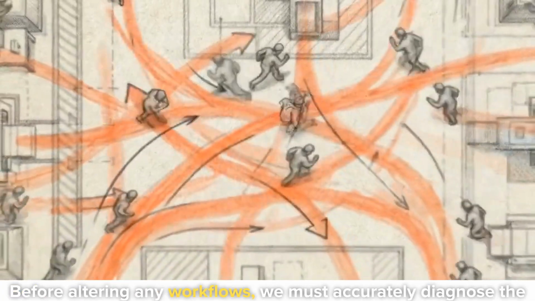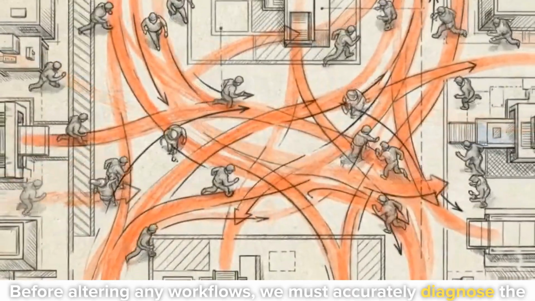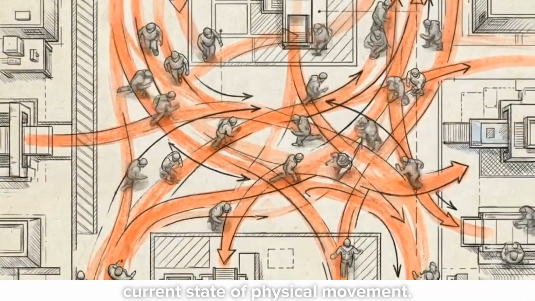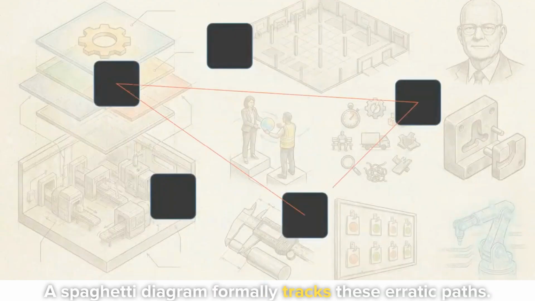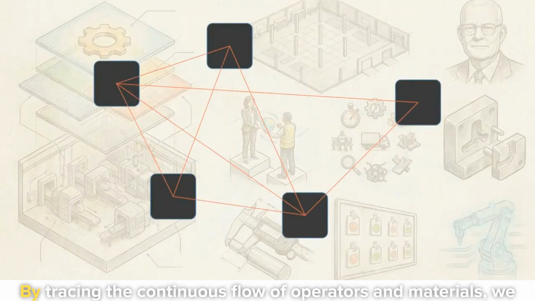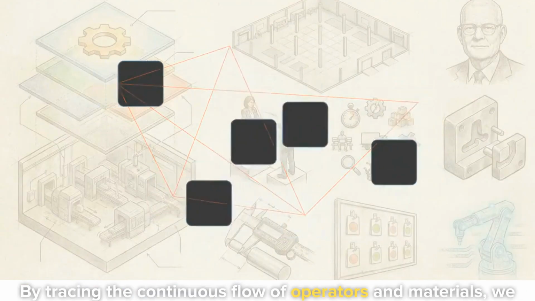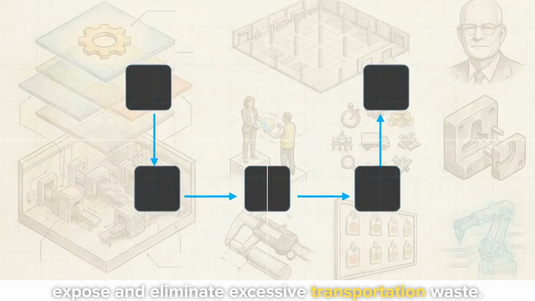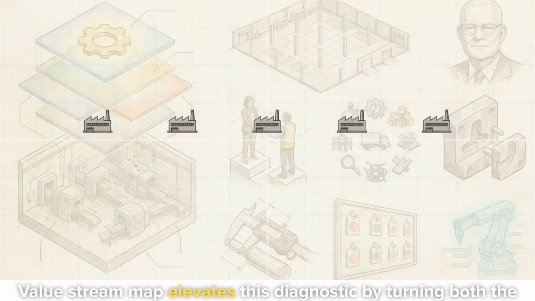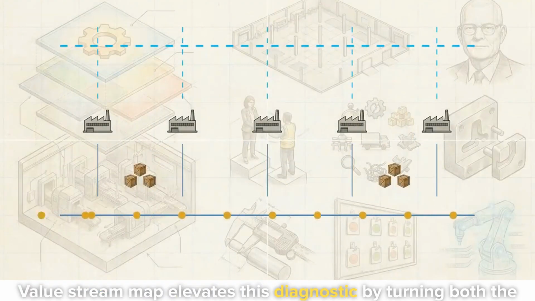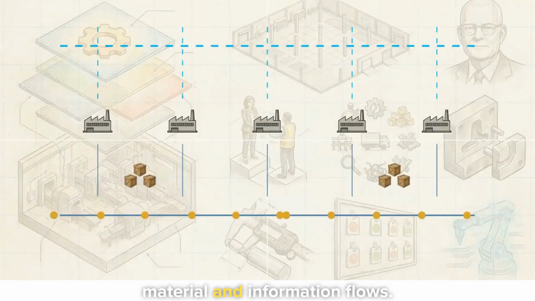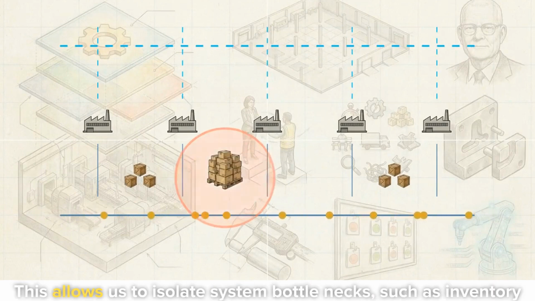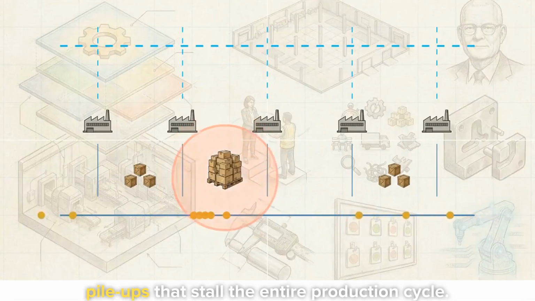Before altering any workflows, we must accurately diagnose the current state of physical movement. A spaghetti diagram formally tracks these erratic paths. By tracing the continuous flow of operators and materials, we expose and eliminate excessive transportation waste. Value stream mapping elevates this diagnostic by charting both the material and information flows. This allows us to isolate system bottlenecks, such as inventory pileups that stall the entire production cycle.